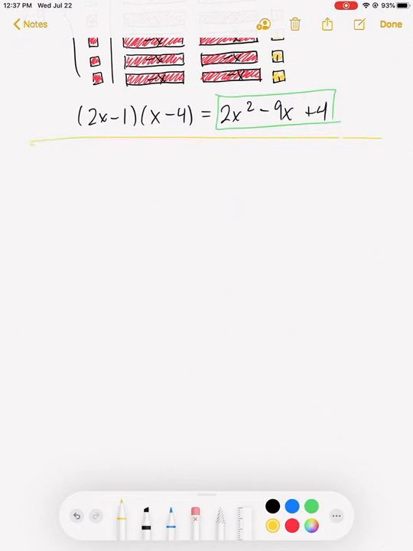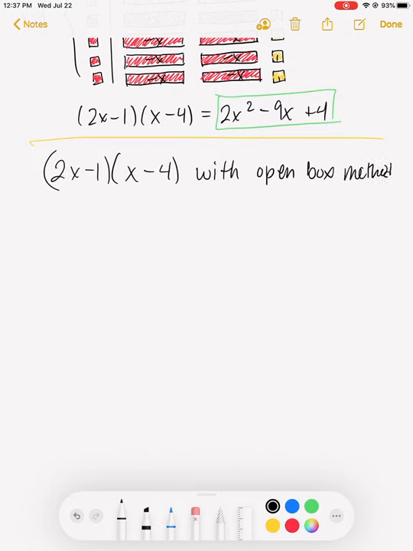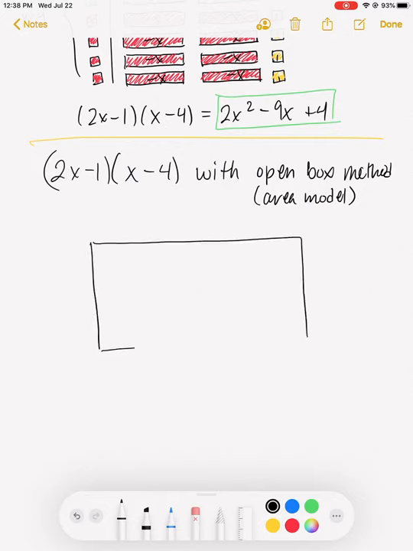Okay. So now we're going to do the quantity 2x minus 1 times the quantity x minus 4 with the open box method. Or this is the area method, like an area model. Kind of draw an open box like that. And we'll divide it into these parts because this part right here is going to be 2x. This will be negative 1 from the 2x minus 1.